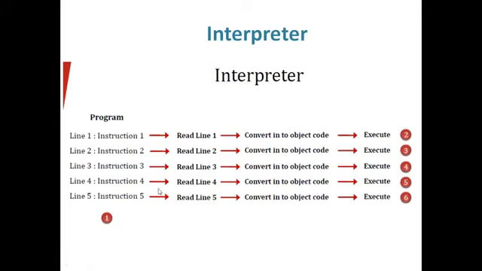We will see this in an example. Here is the program, this is the source code, and there are 5 instructions. So the interpreter will read the first instruction. It will convert the first instruction into the object code and then execute it. Then it will go to the second instruction, read the second line, convert it into the object code and then execute it. And it will perform the same operation for all the instructions present in the source code. So it is not generating a separate file. The interpreter is also used in some languages like BASIC for the purpose of translation.